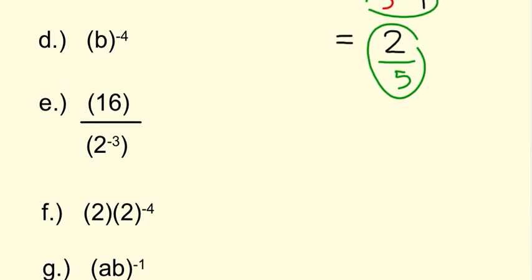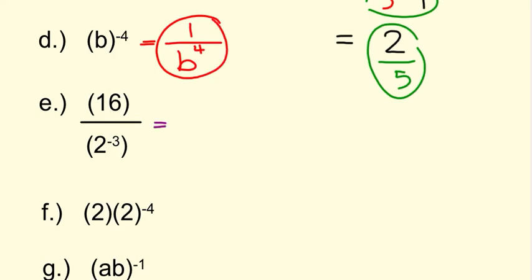Next example, if you remember negative exponents. Negative exponents we don't want to leave as a final answer. So you want to flip it. So it's going to become a fraction, 1 over b. And now that negative power becomes a positive 4th power.